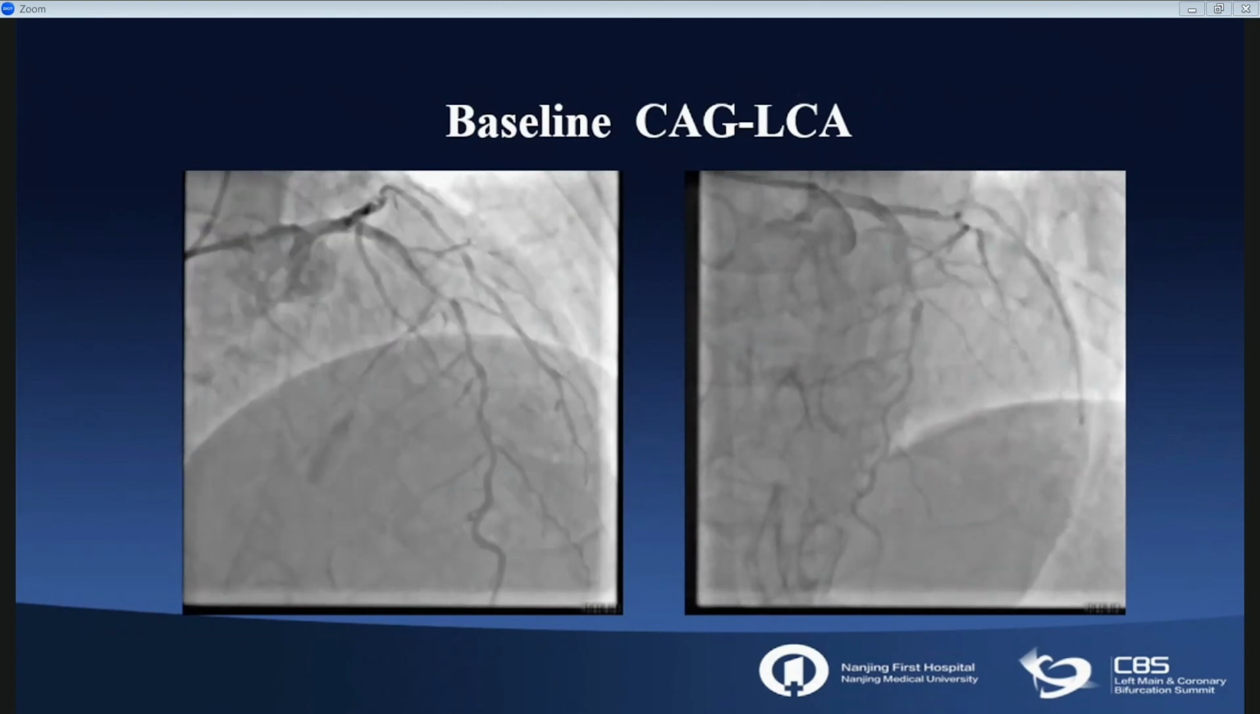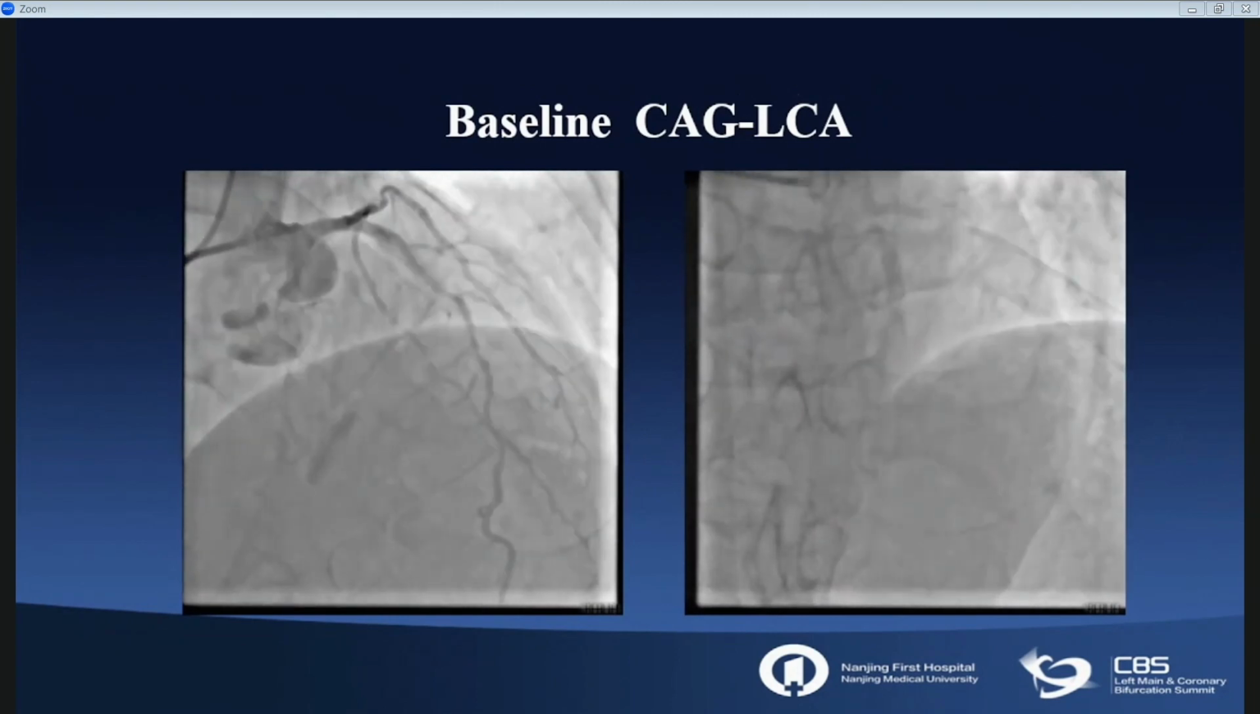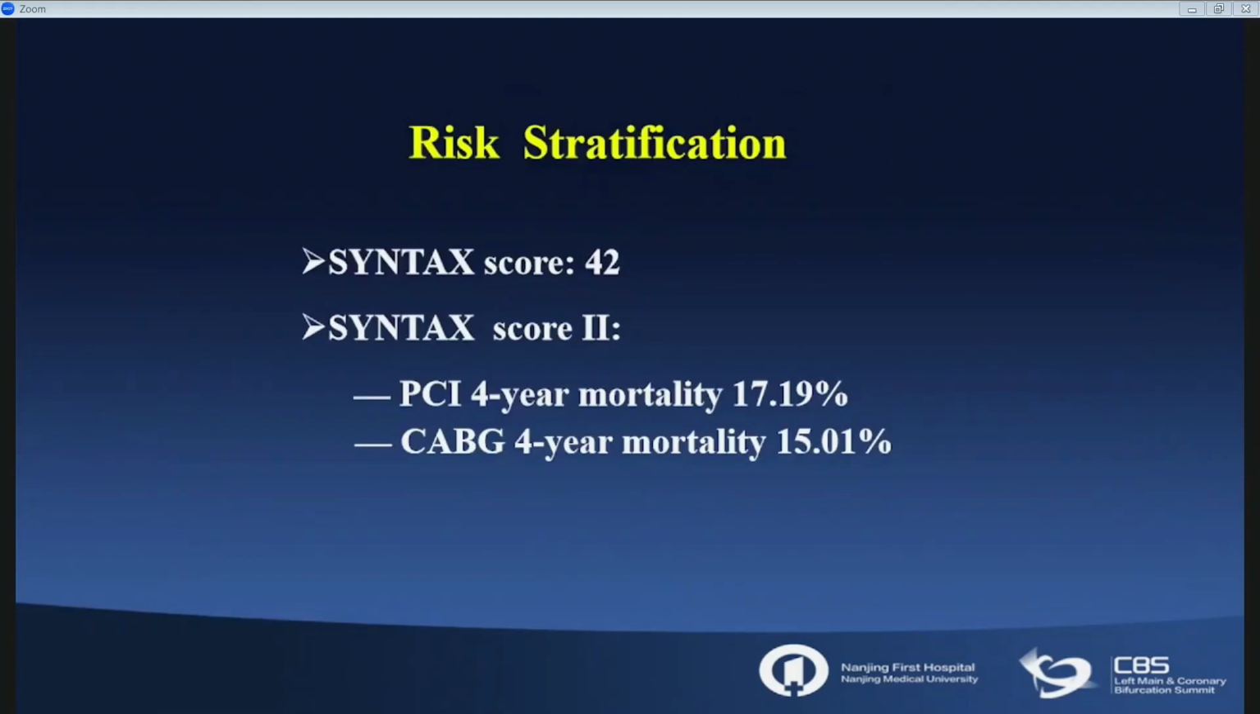This is the IO the CAG result. Next. Then we use the SYNTAX score to evaluate the patient with the stratification. We see the SYNTAX score is very high, but the patient age is old and reluctant to accept CABG. So we choose the PCI strategy for this patient. Next.